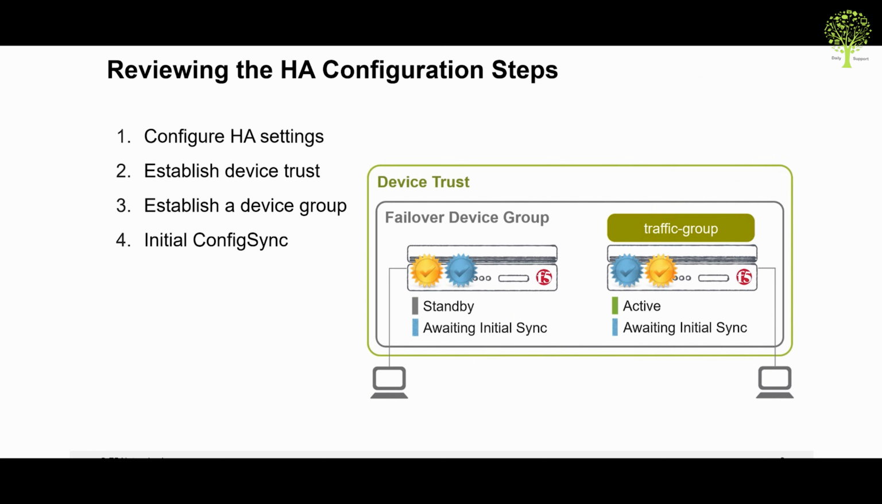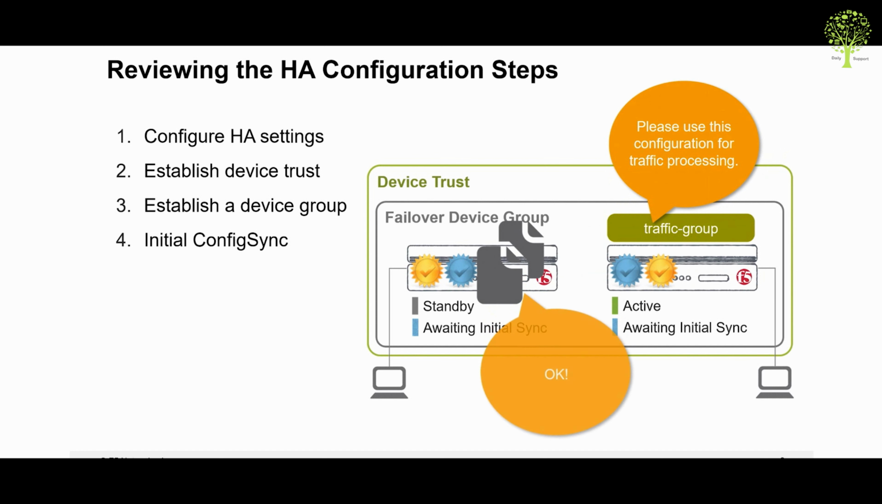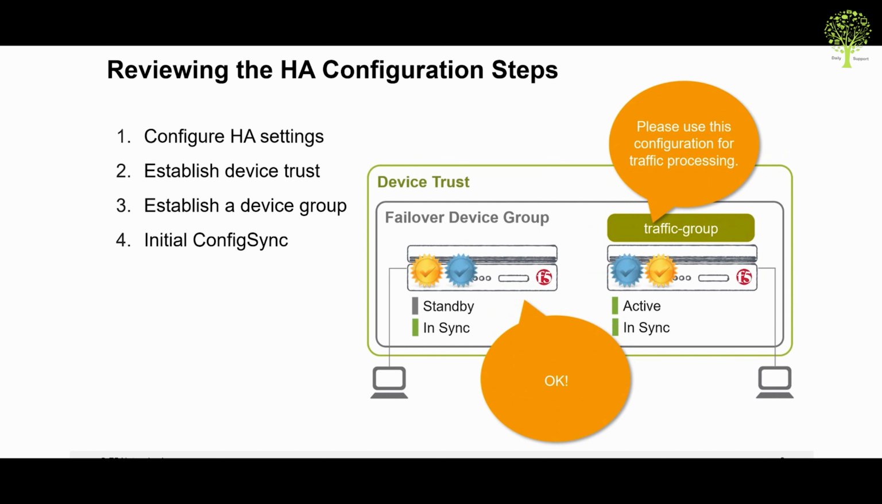Initial synchronization is accomplished by pushing the desired end configuration from one system to the other in an operation known as config sync. At this point, your active standby pair should be fully operational and ready to begin testing for application delivery.